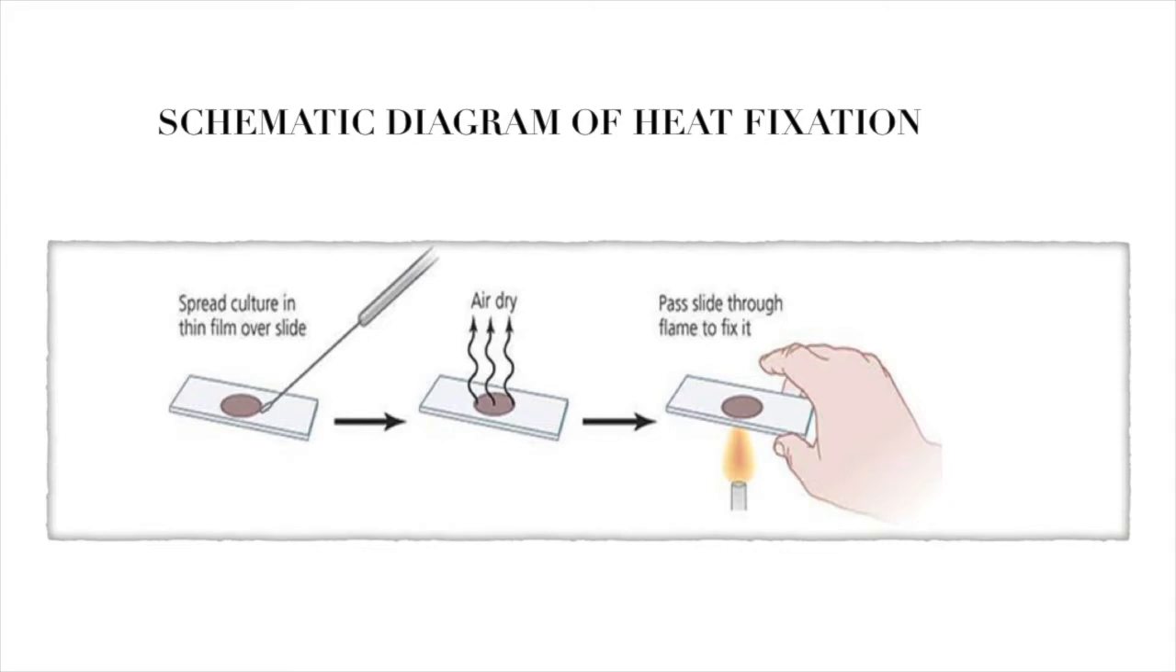This is the schematic diagram of the heat fixation. In the first microscopic slide, we prepare the inoculum using the inoculation loop. We need to smear the microorganisms in a thin film. After preparing the thin film of the microorganisms, we need to air dry it, and only after air drying do we pass the slide through the flame to fix the microorganisms.